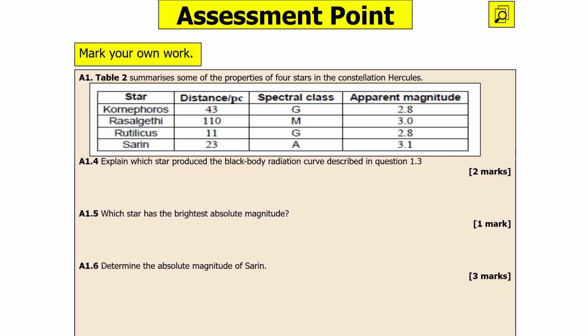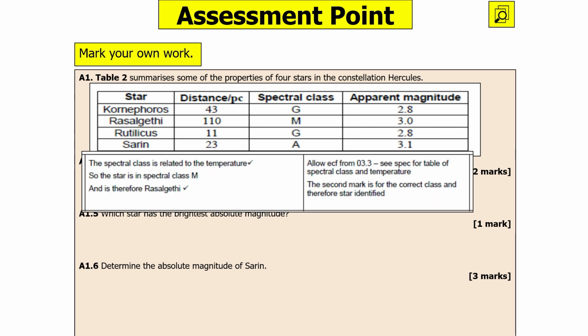Well, this comes from you being able to link the temperatures to the spectral classes, and you've got to memorize what those values are, and that is it must be in spectral class M if it has that particular surface temperature. So therefore the only one that's M is Rastelecki.